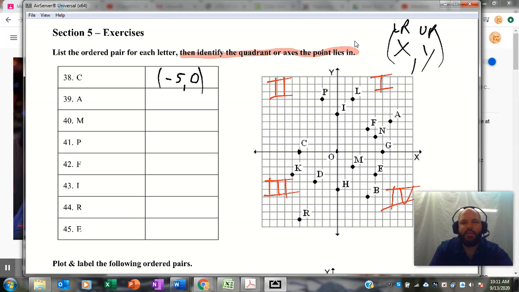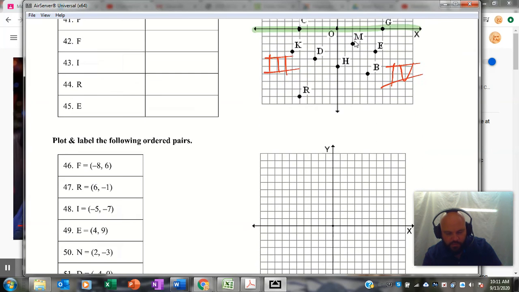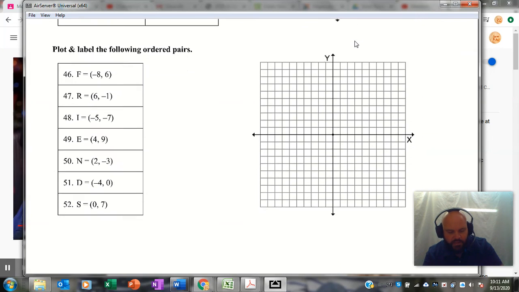And then it says identify the quadrant or axes the point lies in. This does not lie in a quadrant. You can see it's in between quadrant 2 and quadrant 3. So therefore, we can just say that it lies on the x-axis, because the x-axis is right there and point C lies right on there. All right, guys, that's enough for those problems. You can complete the rest of those. Now let's look at the next one.